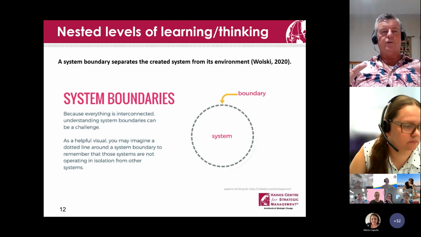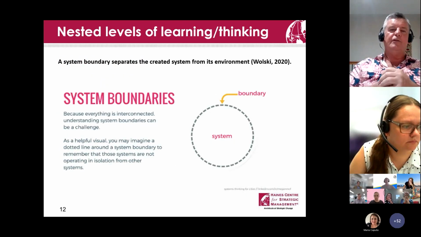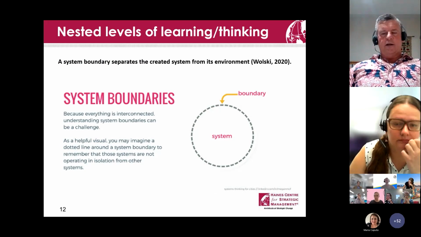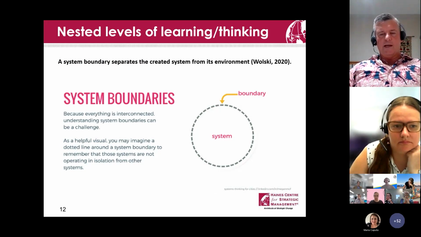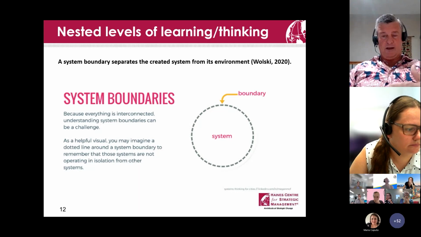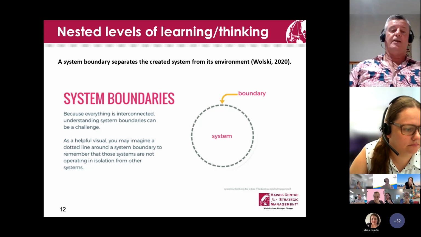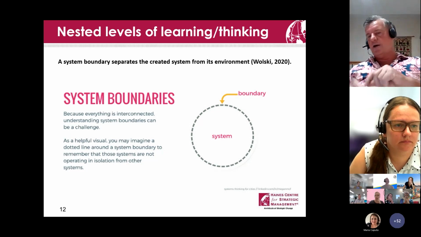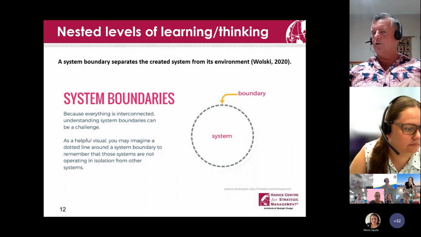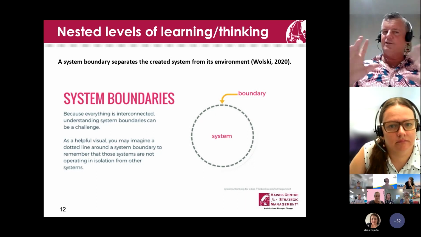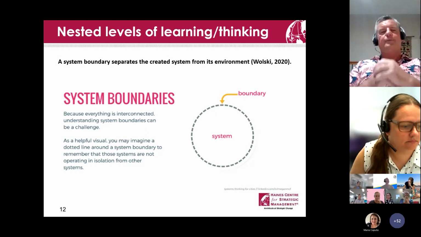So let's start talking about nested levels of learning and thinking. As I said earlier, I think my first formal engagement with systems thinking came back in 2009 when I first met Steve Haines, but I'm actually trained as a chemical engineer. And I now realize in hindsight, and you'll realize this when you go on your own systems thinking journey, how you were systems thinking in the past. You didn't really know that you were.